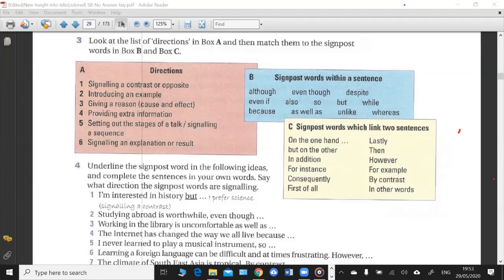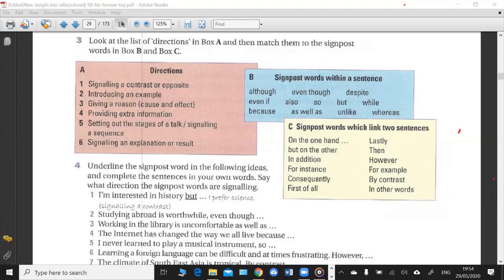Okay, so now it says, look at the list of directions in box A and then match them to the signpost words in box B and box C. Now, for example, number 1, signaling a contrast or opposite. What word will you use from B? I think so, despite. Signaling a contrast or opposite.